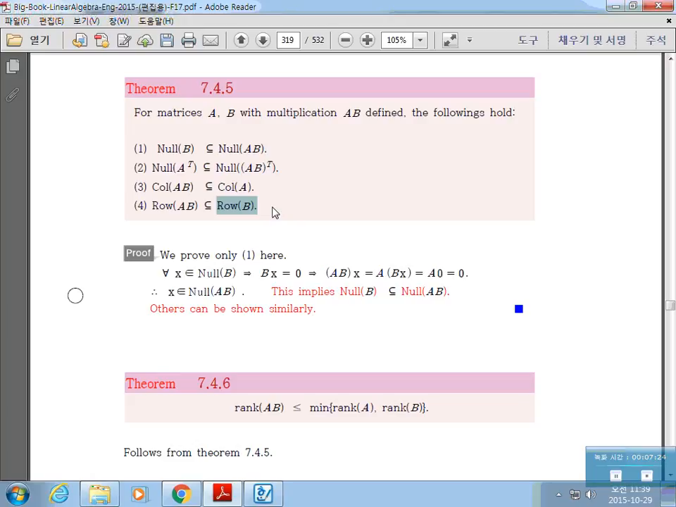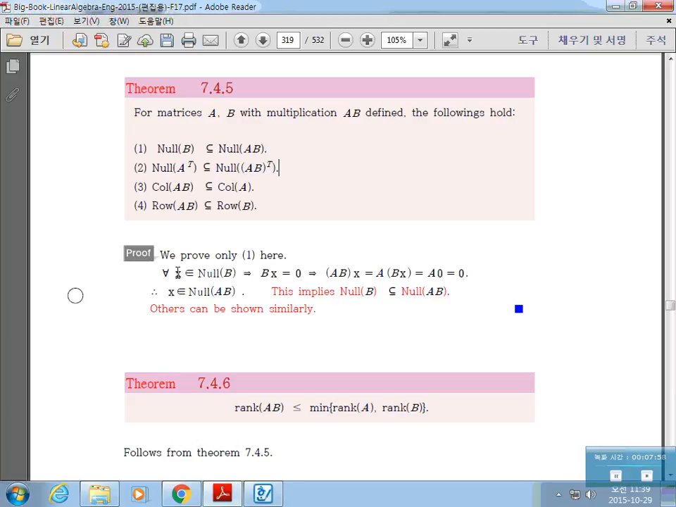How can we show this inclusion? Set inclusion. All we have to do is choose an arbitrary element from one side and show it belongs to the other side. That means every vector in one set belongs to the other one. That means this set is a subset of this. Isn't it? So here, we prove the first one first.